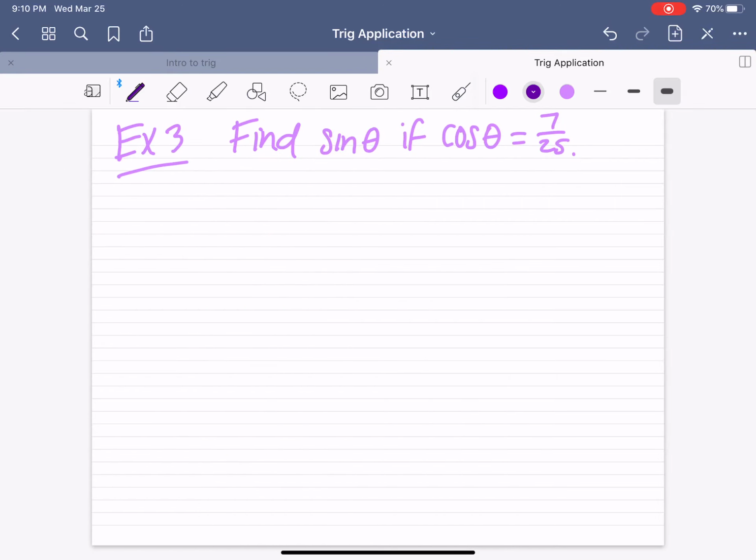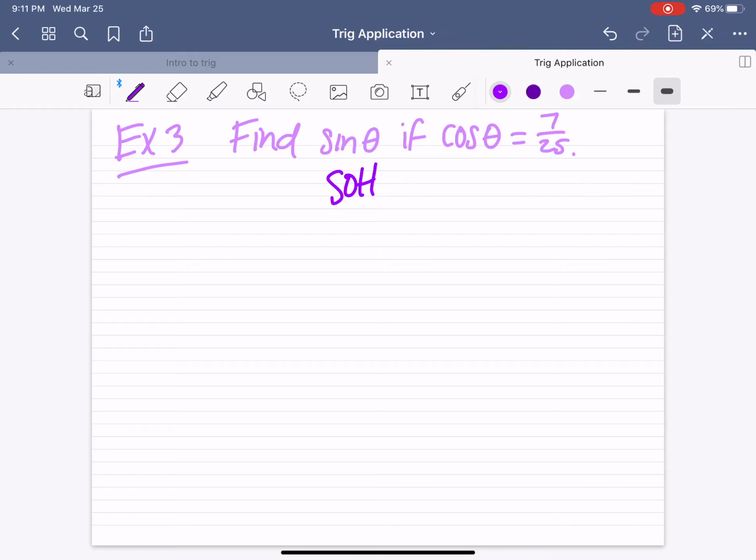Now, example 3. Find the sine of theta if the cosine of theta is equal to 7 over 25. So pause the video real quick. Think about how you would solve this problem before I show you. Okay, now they gave us the cosine of theta, which is 7 over 25.